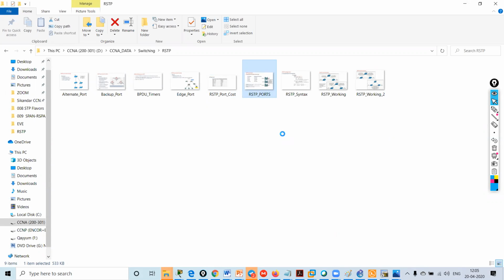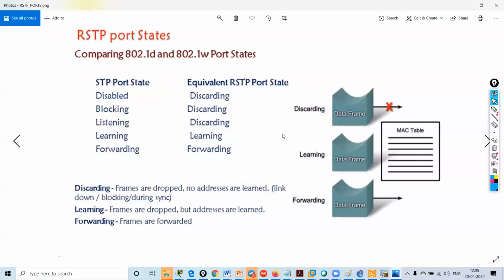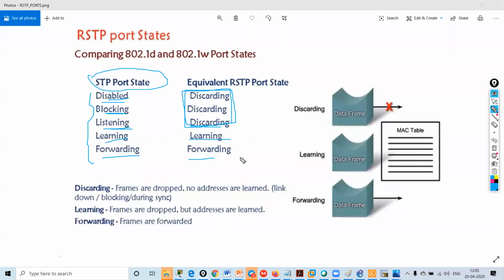Now the RSTP port states. In normal STP you have five states: disabled, blocking, listening, learning, and forwarding. But in RSTP we have only three states. Disabled, blocking and listening are given the name discarding state. Then we have learning and forwarding.